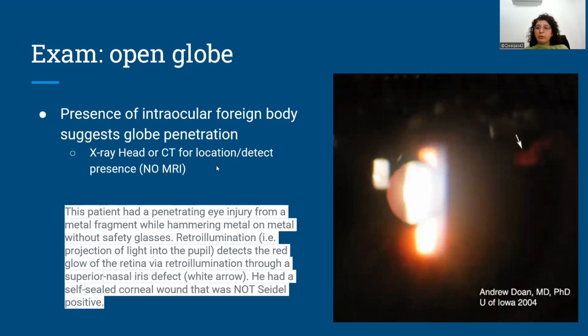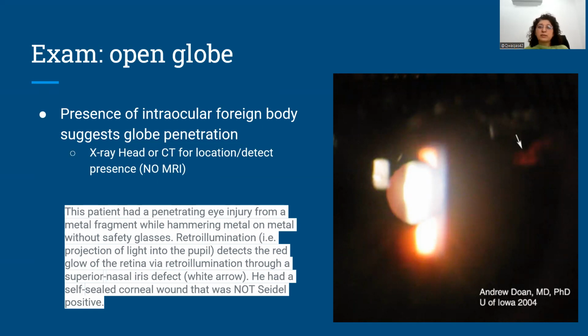Another thing we worry about with open globes is presence of foreign bodies. The patient's history is really important. A lot of times the history will tell you whether or not it's a metallic foreign body or a non-metallic foreign body. And at your level, you are aware that MRI is contraindicated for metallic foreign bodies.